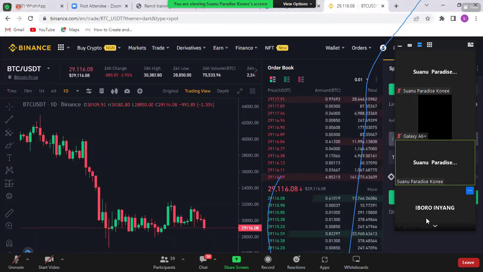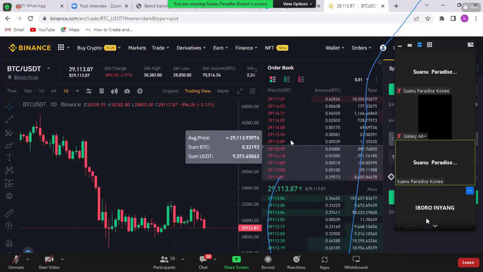Please buy and sell immediately. I don't want to waste time. That's what it is. So when you're using market order, you are telling the market that you don't want to waste any slightest time. That is what a market order is.